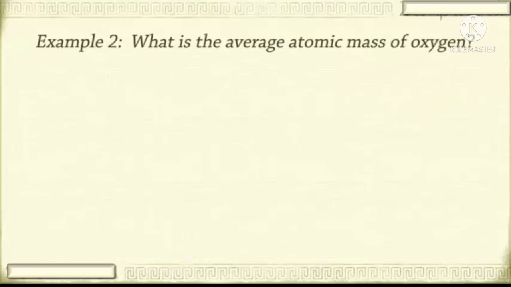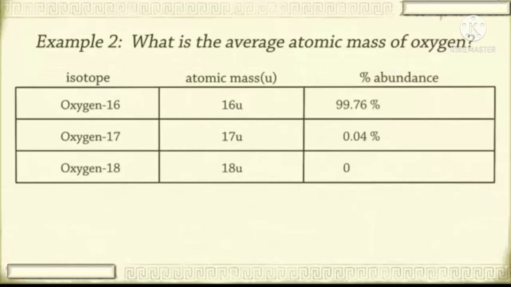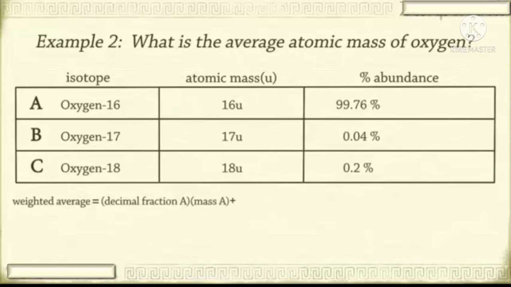Let's do one more example. What is the average atomic mass of oxygen? Here's a table of the isotopes of oxygen with their masses and their natural percent abundances. The weighted average of the 3 isotopes, let's call them A, B, and C, will be decimal fraction A times mass A plus decimal fraction B times mass B plus decimal fraction C times mass C.